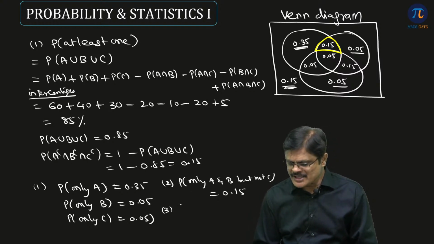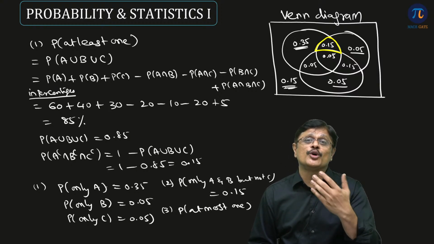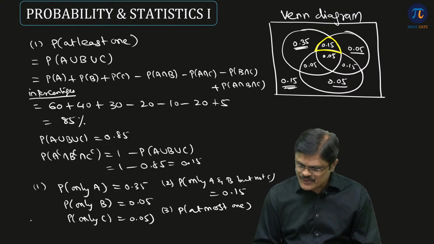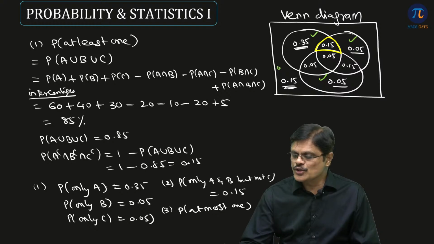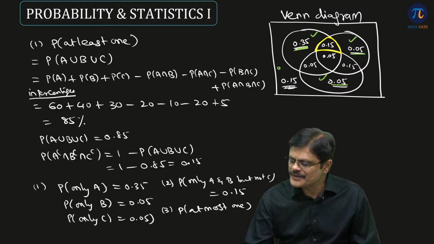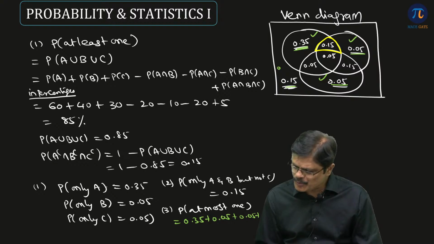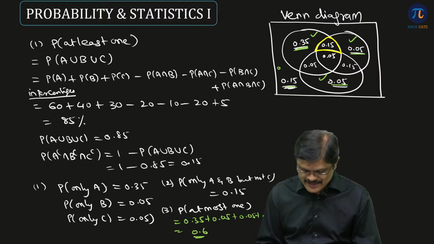Suppose I ask a question, what is the probability of at most 1? What do you mean by at most 1, sir? 1 paper or less. So this is 1 and this is 0. So we need to add these 4 values. 0.35 plus 0.05 plus 0.05 plus 0.15. So what is it? 40, 45, 60%, 0.6. At most 1 is that.